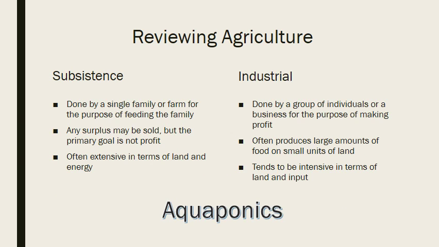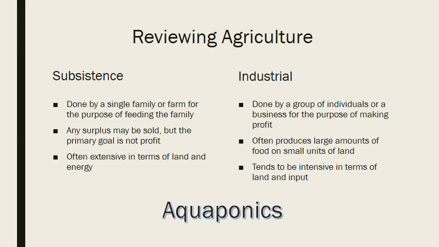So if you remember, there are two basic types of agriculture that we talk about, subsistence and industrial. Subsistence agriculture is typically done by a single family or a farm for the purpose of feeding themselves. They may have surplus, they may take it to a farmer's market, but profit is not the goal. And subsistence is typically more extensive, meaning that it requires more land, more labor. And subsistence tends to use more of the sustainable methods, such as polyculture, alley cropping, and crop rotation.